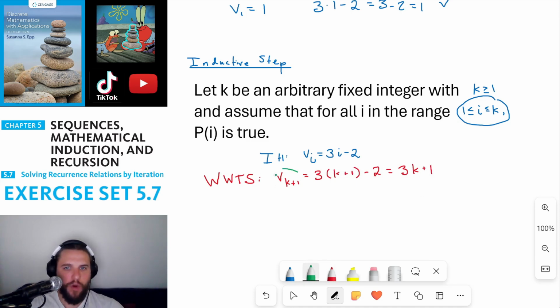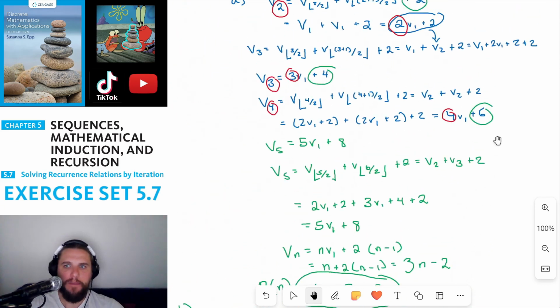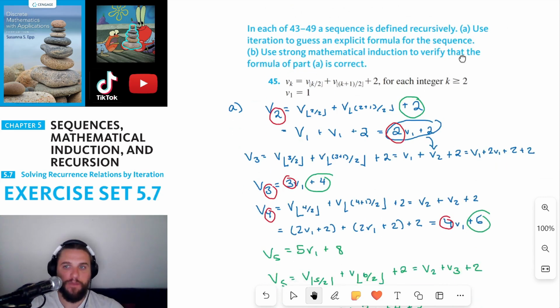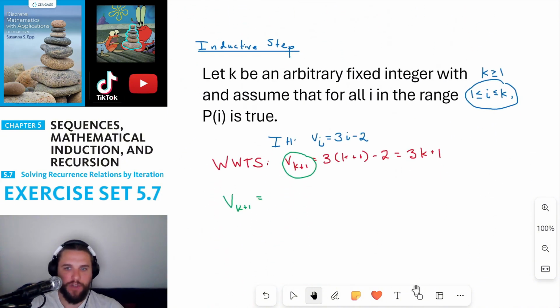To prove this, we're going to start with the left-hand side, which is v sub k plus 1. Now, k is greater than or equal to 1, which means k plus 1 is greater than or equal to 2. The reason that matters is because if we go back up to our recursive definition here, we can only apply the recursive definition for integers greater than or equal to 2. But luckily, since k is greater than or equal to 1, that means k plus 1 is greater than or equal to 2, which means we can apply the recursive definition to v sub k plus 1.